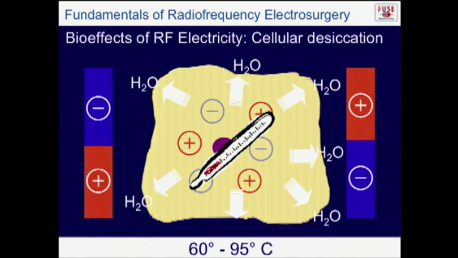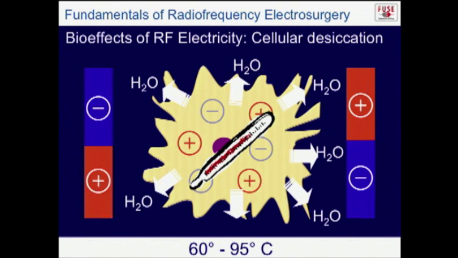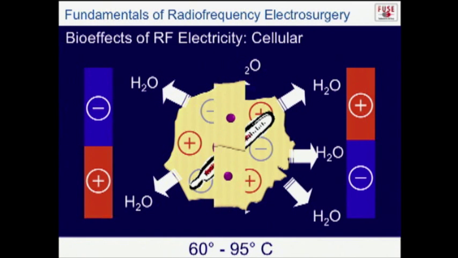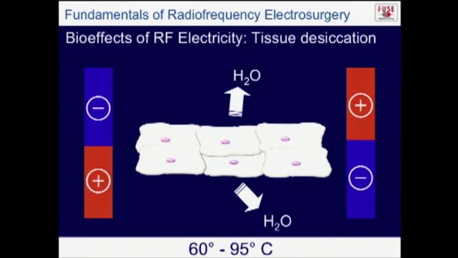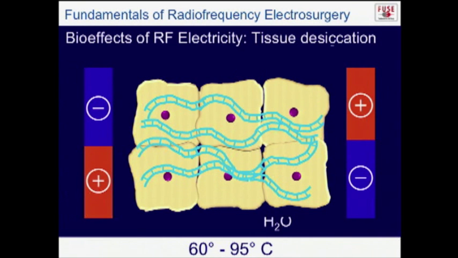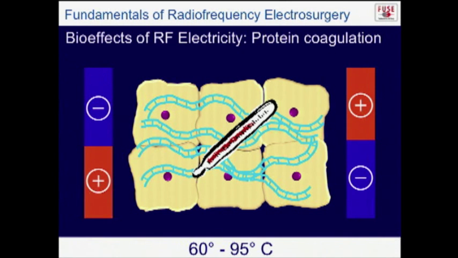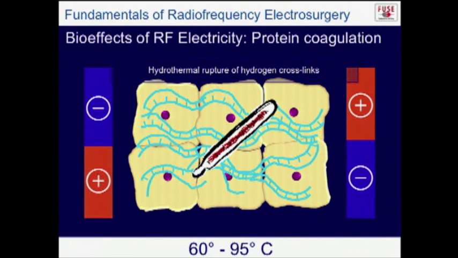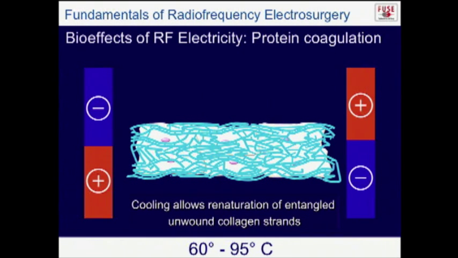If, on the other hand, we keep the temperature between 60 and 95 degrees, we don't get that gaseous conversion, but we get two things happening simultaneously, and the first is desiccation. Water leaks out through this damaged membrane, and as the water leaks out, the cell shrinks, and so, of course, does the tissue. But there's something else that goes on as well, because we have proteins in these cells, so we get hydrothermal rupture of the hydrogen crosslinks, and then as the tissue quickly cools, we get reformation or renaturation of these entangled, unwound collagen strands, and we hope to get a homogeneous seal, kind of like poaching an egg.